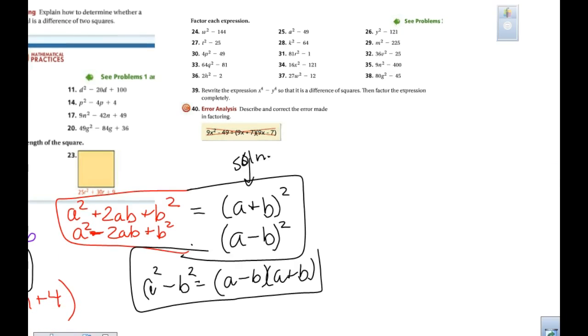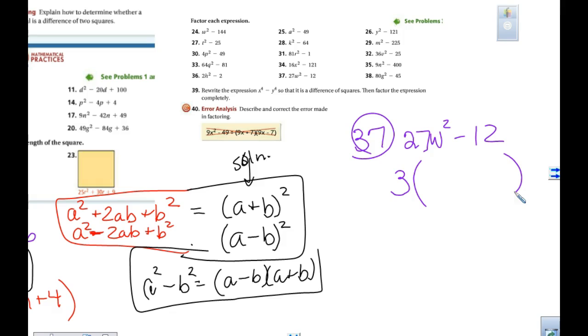assignment, or when you are looking at these patterns, this is how we are looking at solving this. But when we look at number 37, we go, I don't know, 27 and 12, not perfect squares. But if I factor my greatest common factor out of those, 37 is 27w squared minus 12, the greatest common factor is 3. So I'm factoring out a 3.